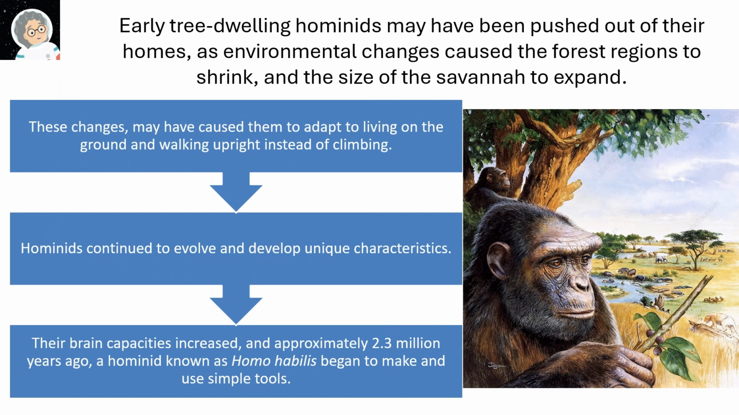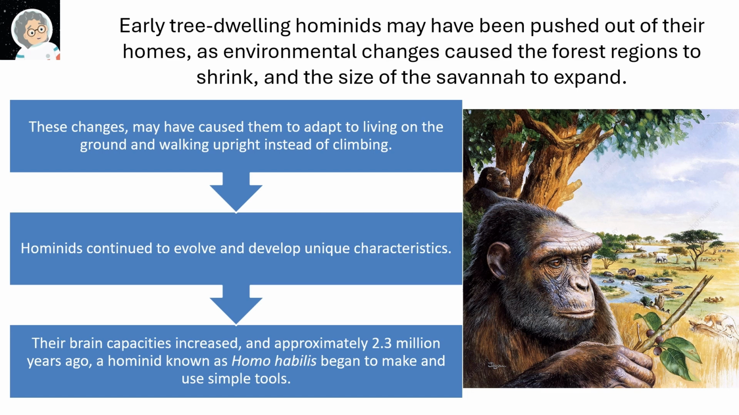Early tree-dwelling hominids may have been pushed out of their homes as environmental changes caused the forest regions to shrink and the size of the savanna to expand. These changes may have caused them to adapt to living on the ground and walking upright instead of climbing. Hominids continue to evolve and develop unique characteristics.